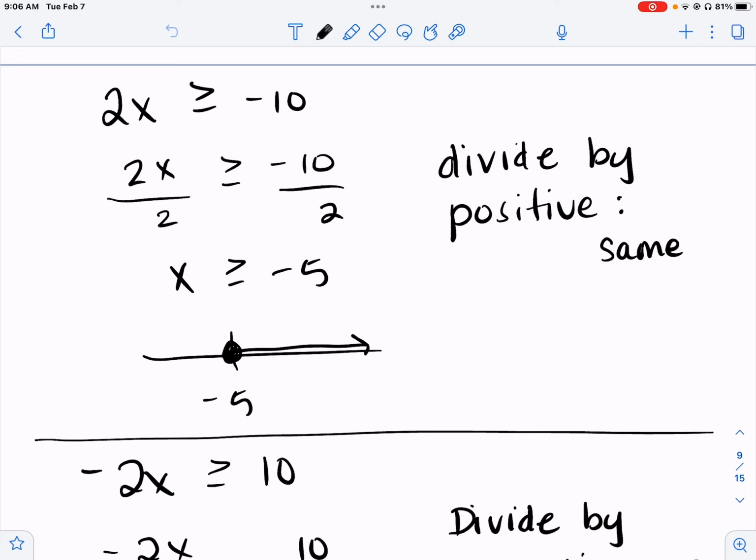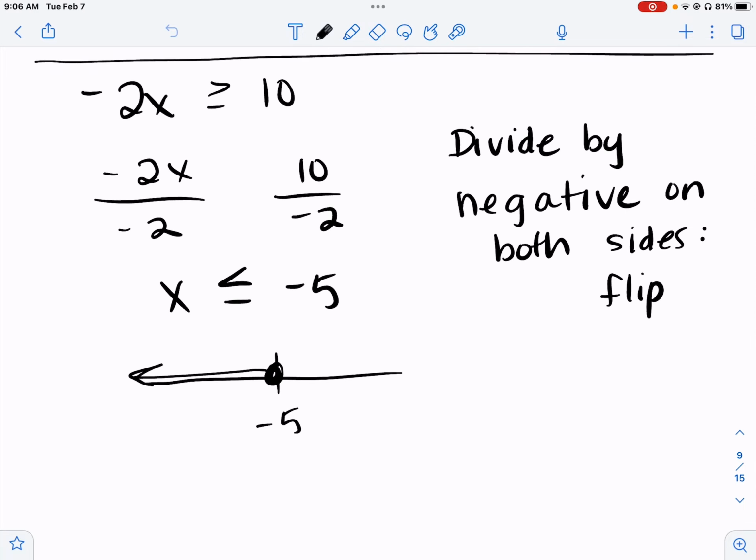2x is greater than or equal to negative 10. We divide by positive 2, so it stays the same. That greater than stays the same. Okay, or equal to means colored in circle. Greater than means to the right.